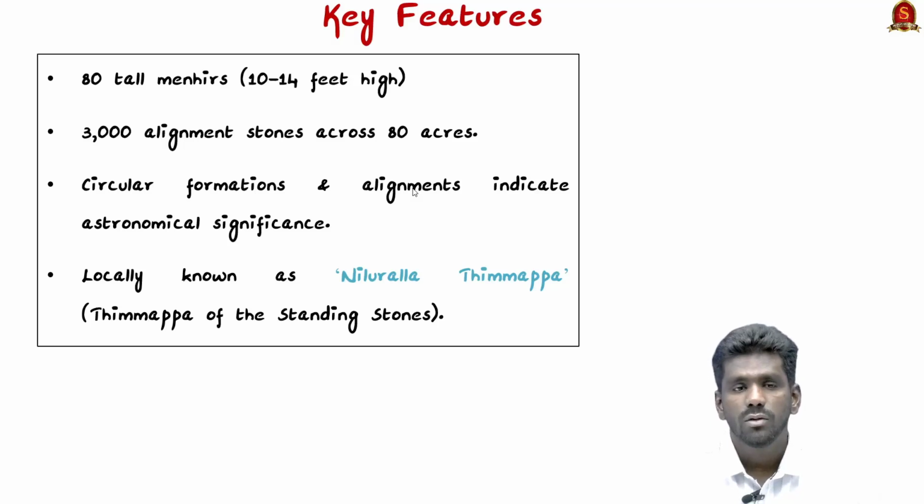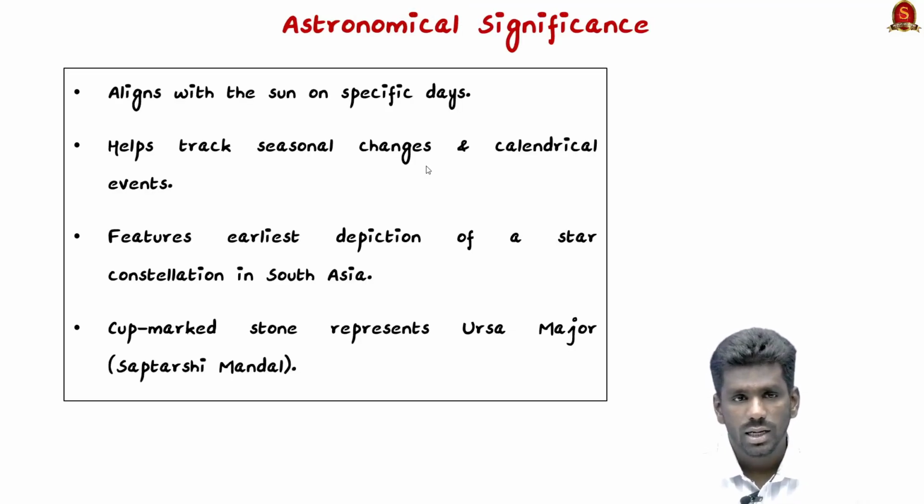So they are believed to be the funeral practices of ancient people. The menhirs are highly regarded by the local population and they are referred to as Nilluralla Timmappa. As I said earlier, this site has an astronomical significance and it is also believed that the ancient communities used this site for astronomical observations.